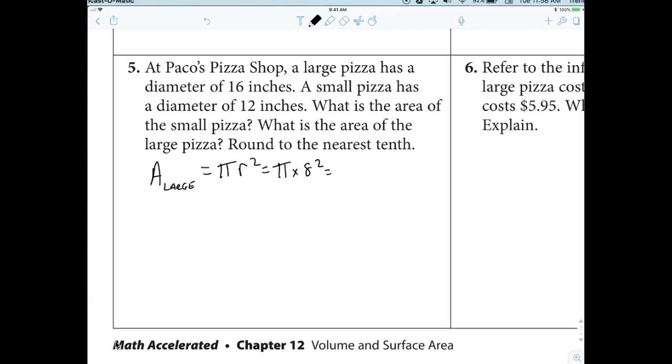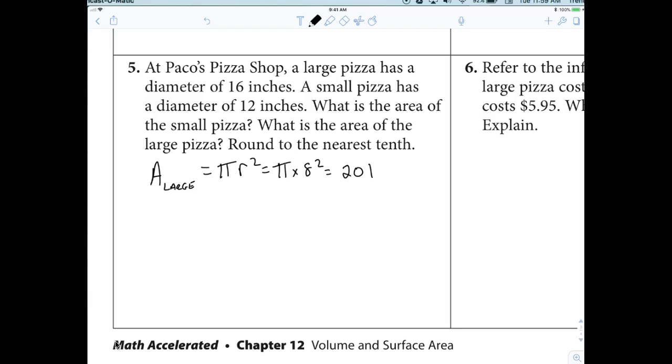Tell me what that is. 201. Is it exactly 201? Somebody's saying 201.1. Are you okay with 201.1? It's 201.1. What did you get? Just 201, but you have to round. What did you type in on your calculator?